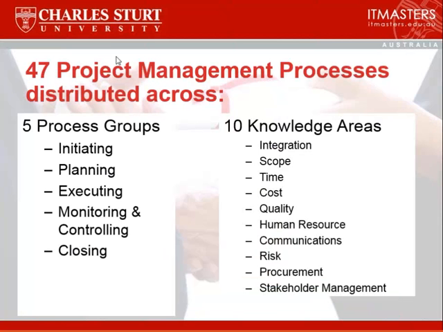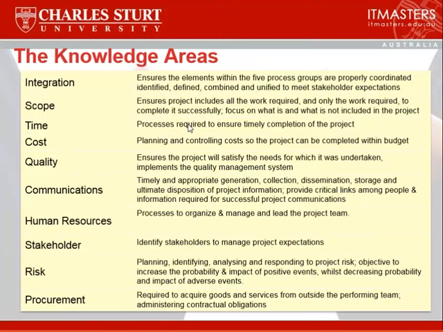So 47 project management processes distributed across what's called 5 process groups and 10 knowledge areas. One process will find itself in one of these process groups and will also find itself in one of these knowledge areas. The process groups include initiation, starting the project off, planning, executing, monitoring and controlling, and closing. And the knowledge areas are all the different knowledge areas we're going to be covering for most of the rest of the course. There's a description here of what the different knowledge areas are. I'm not going to cover those. I'm just going to move along.